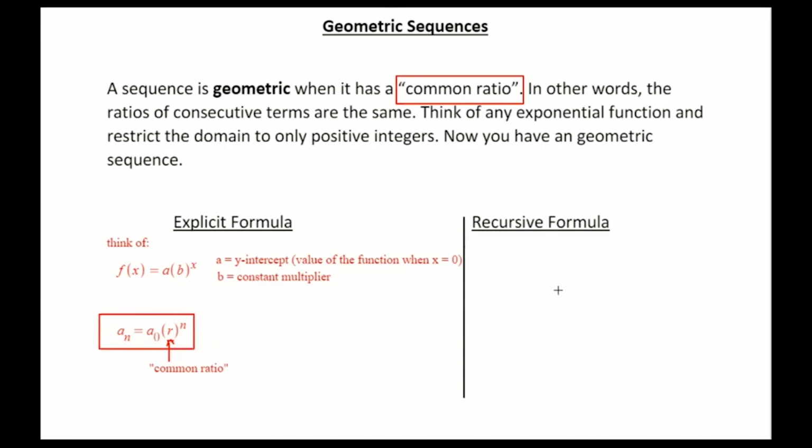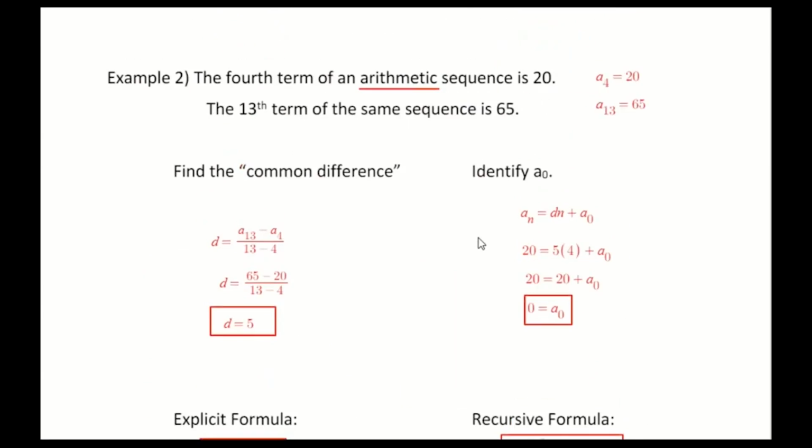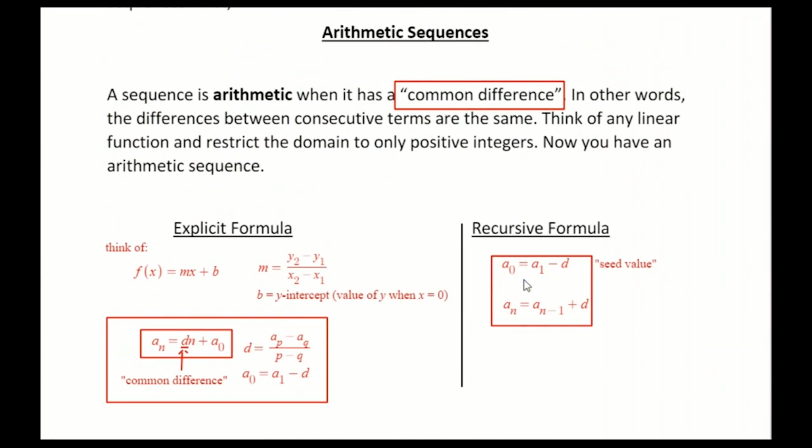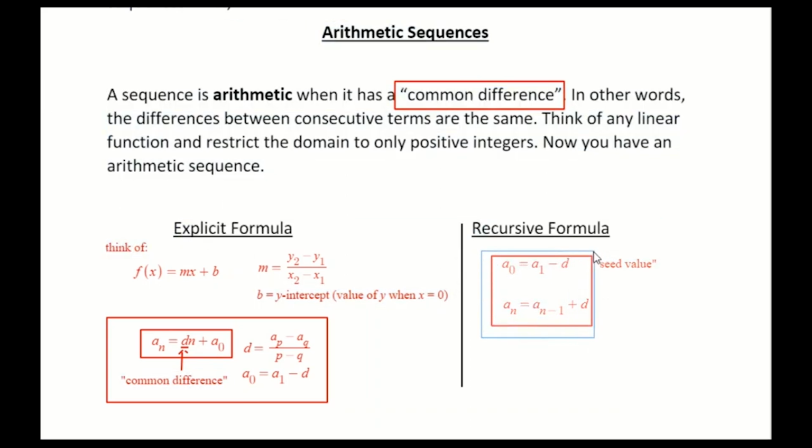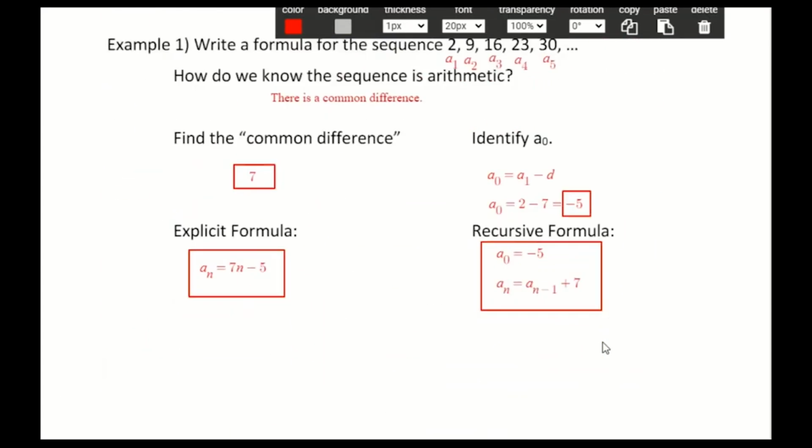And so now let's talk about the recursive formula, which is going to be kind of similar to what we did before with the arithmetic recursive formula. Before we had a seed value, and then we started with the seed value, and then we added the common difference to the previous term. This is going to be very similar to what we're going to do for geometric sequences, except instead of adding the same amount every time, we are going to be multiplying the same amount every time.